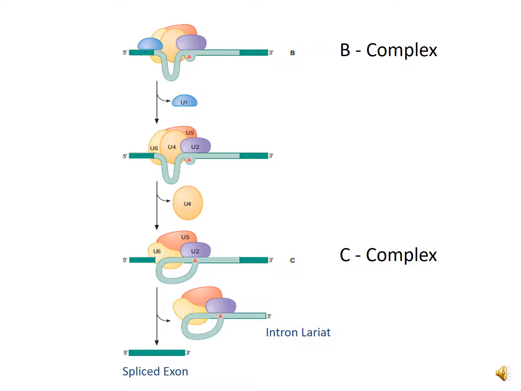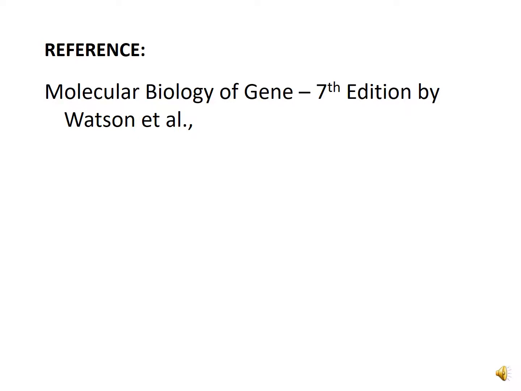Thus, this C complex, the terminal complex, finally leads to the formation of the spliced exon or mature mRNA, which then undergoes translation to give rise to the final protein product, whereas the intron lariat subsequently undergoes degradation. This completes the overall understanding of the salient steps involved in splicing that is responsible for formation of mature mRNA from hnRNA in eukaryotes.